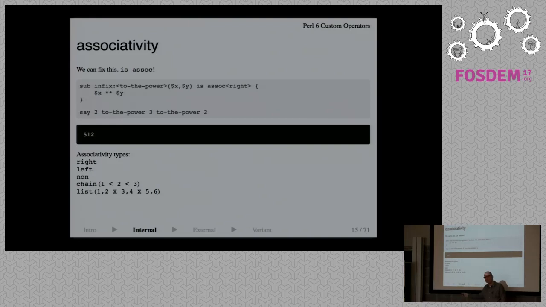Other associativities: you have right associativity, left associativity, and non-associative, which will throw an error. You have chain associativity, which is really cool because the less than operator has chain associativity, so you can say 1 is less than 2 is less than 3, which means 1 is less than 2 and 2 is less than 3. You also have list associativity, which says take all of these things and let me make a multi-valued function that I can operate on all of them at once. The cross product is list associative.